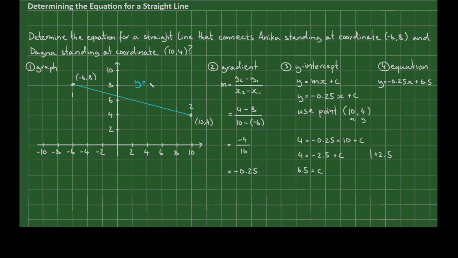Note that for the algebraic method to work, the graph is not necessary. However, by doing it, you will get some sense of what the answer should be, even if it is whether the gradient is positive or negative, and where the line will cross the y-axis.